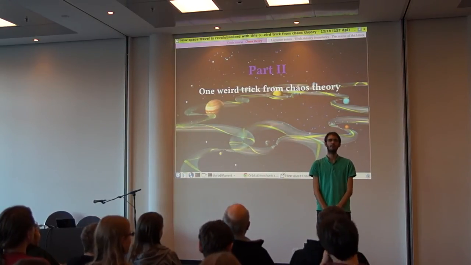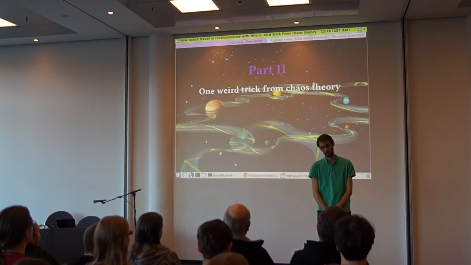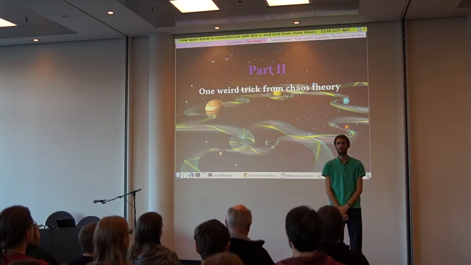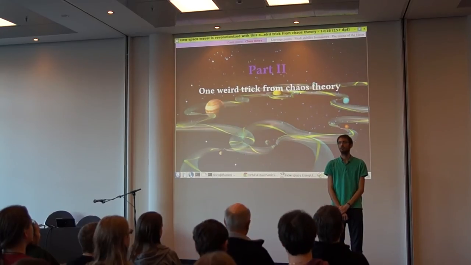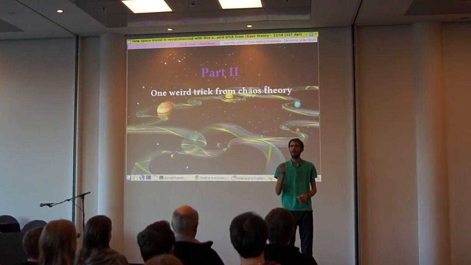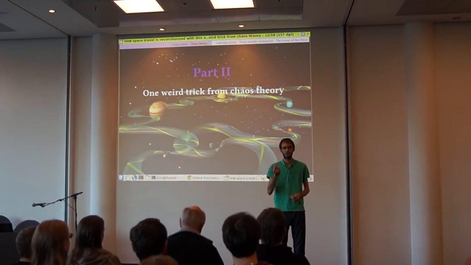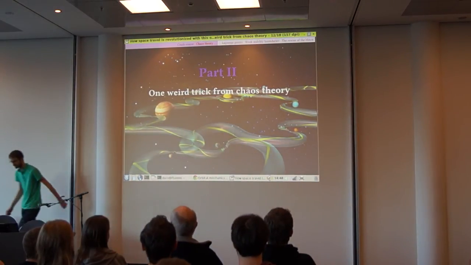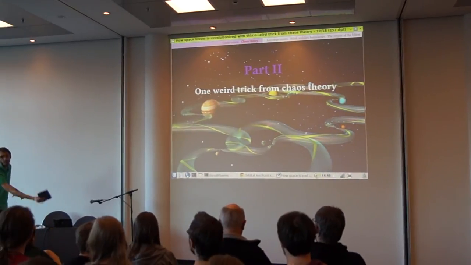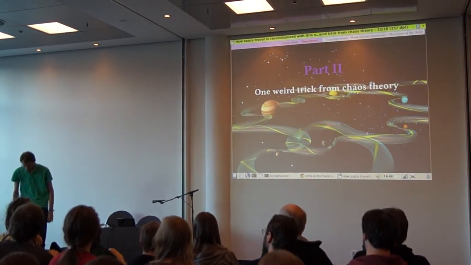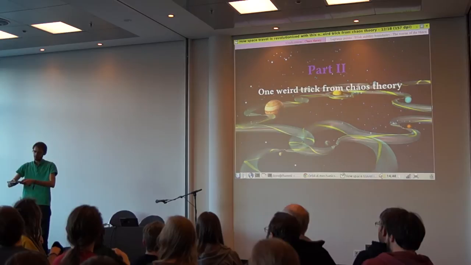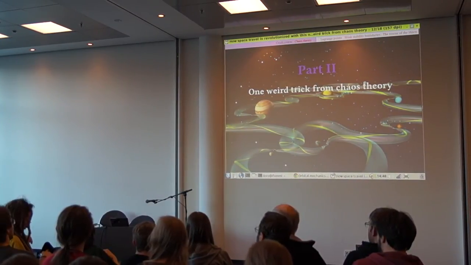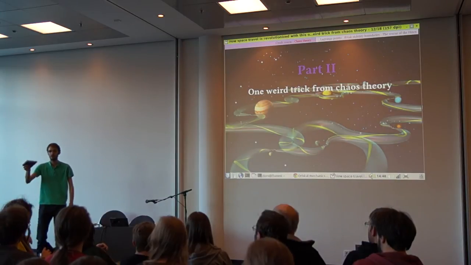Okay, one clear trick from chaos theory. So what's chaos theory? You've probably seen Jurassic Park, where it was very neatly explained. Chaos is when things depend very, very sensitively on the initial conditions. For instance, I have this book, and if I drop it, it drops. And if I were to drop it with a slight pitch, it will drop at about the same pace.